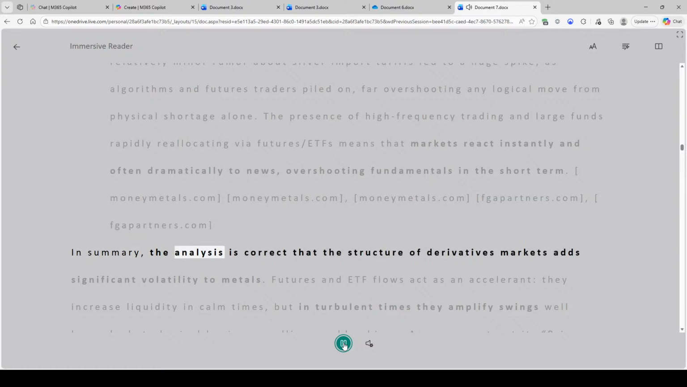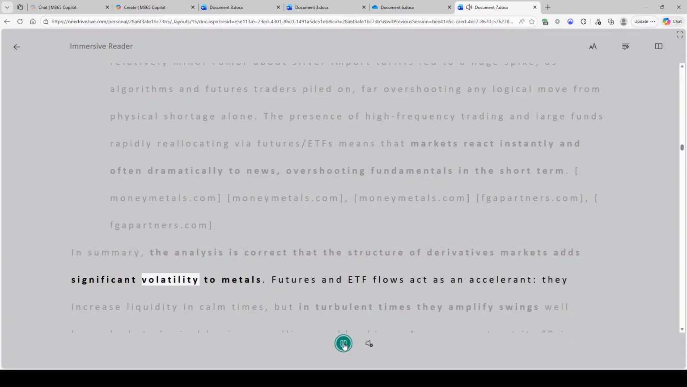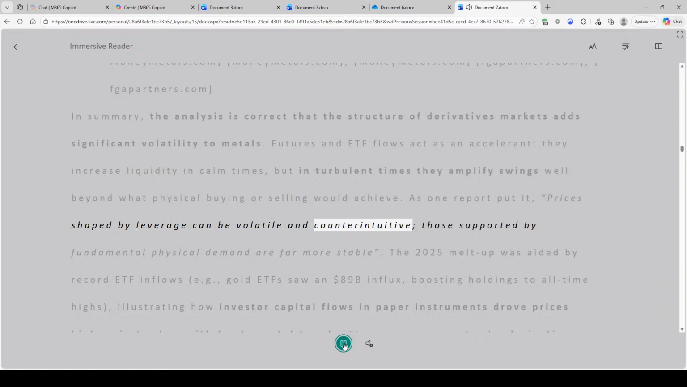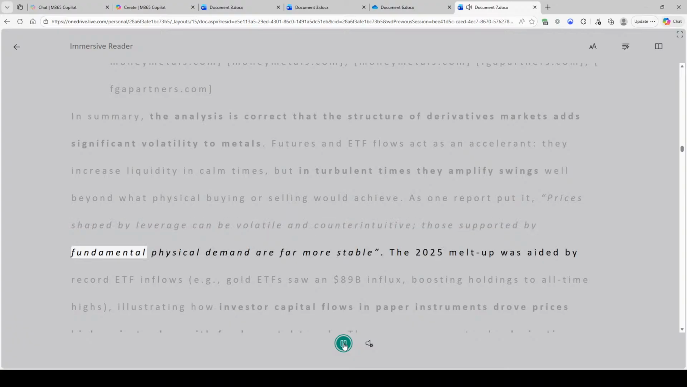In summary, the analysis is correct that the structure of derivatives markets adds significant volatility to metals. Futures and ETF flows act as an accelerant. They increase liquidity in calm times, but in turbulent times they amplify swings well beyond what physical buying or selling would achieve. As one report put it, prices shaped by leverage can be volatile and counterintuitive. Those supported by fundamental physical demand are far more stable.